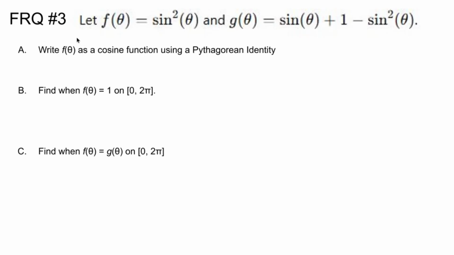Free response question number 3 on Unit 3 practice test. Let f of theta equal sine squared theta and g of theta equals sine theta plus 1 minus sine squared theta. Write f of theta as a cosine function using a Pythagorean identity.